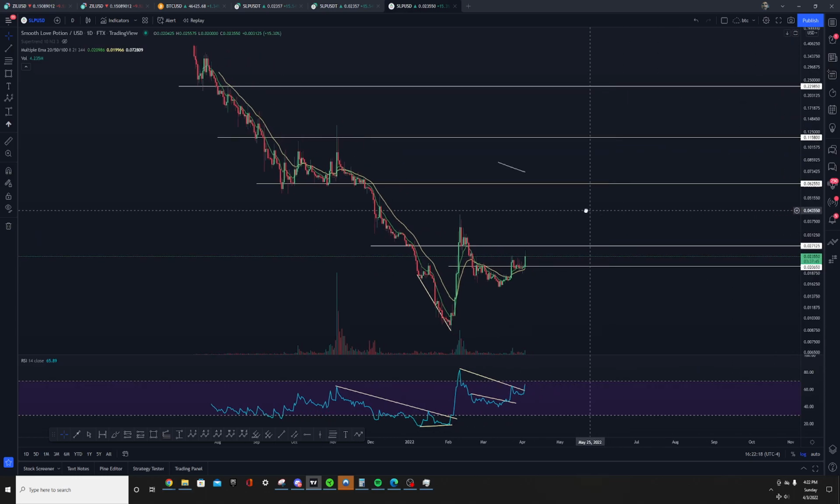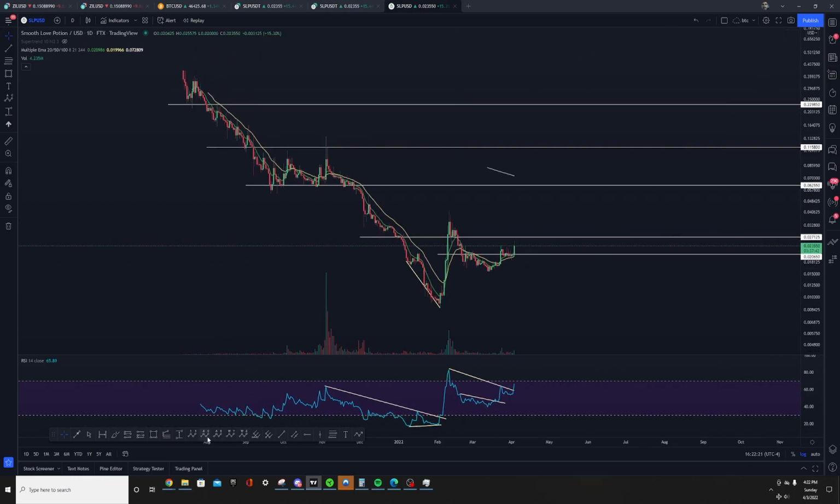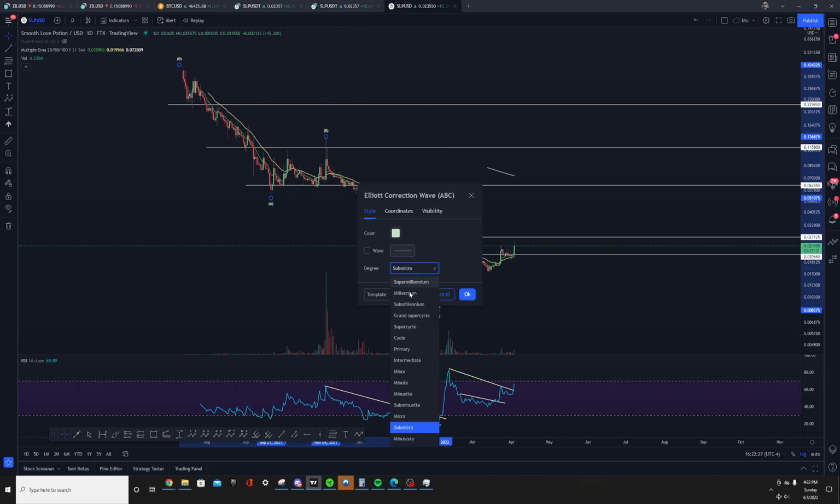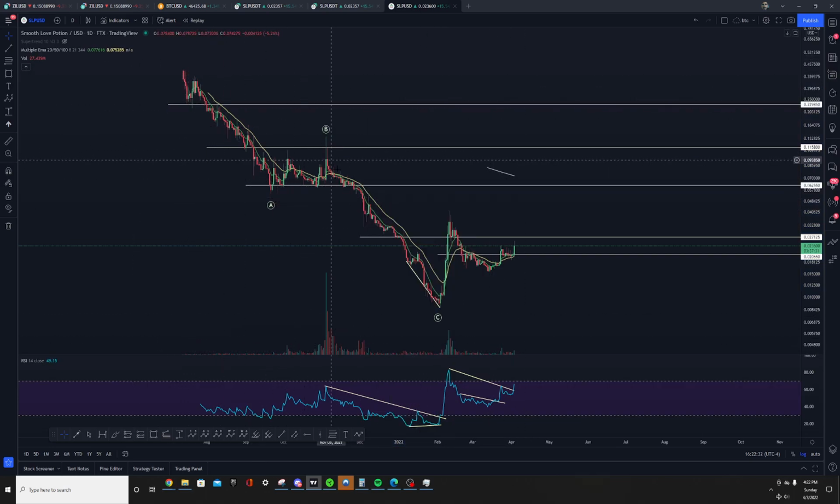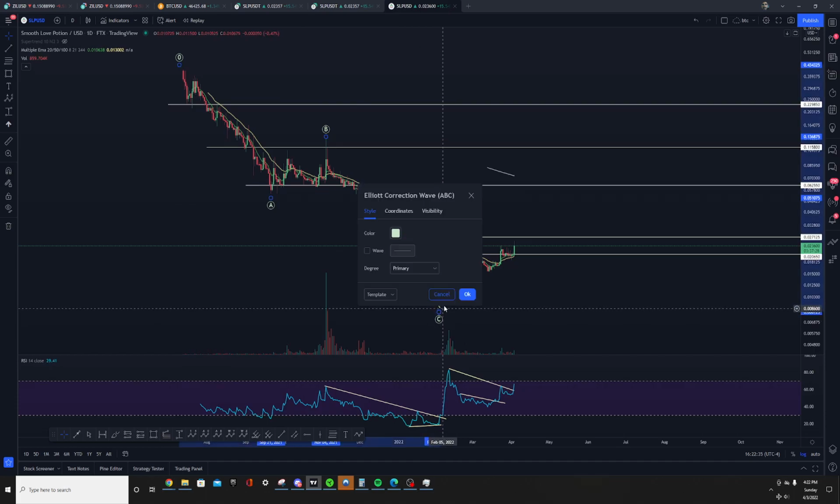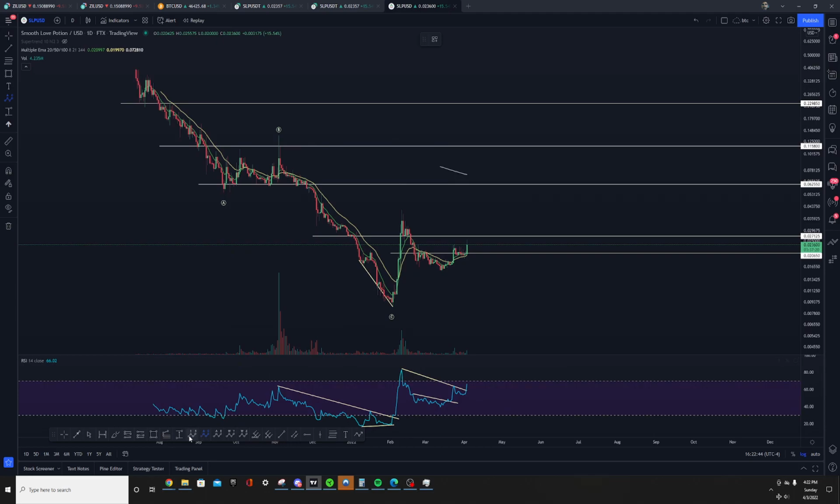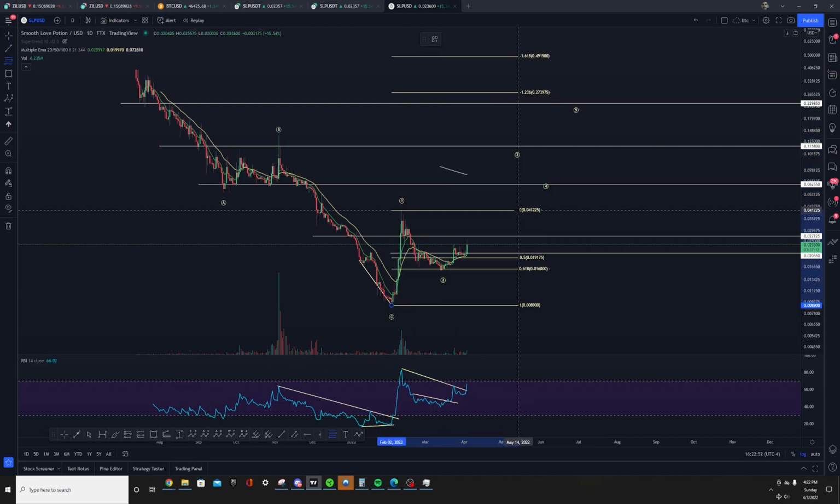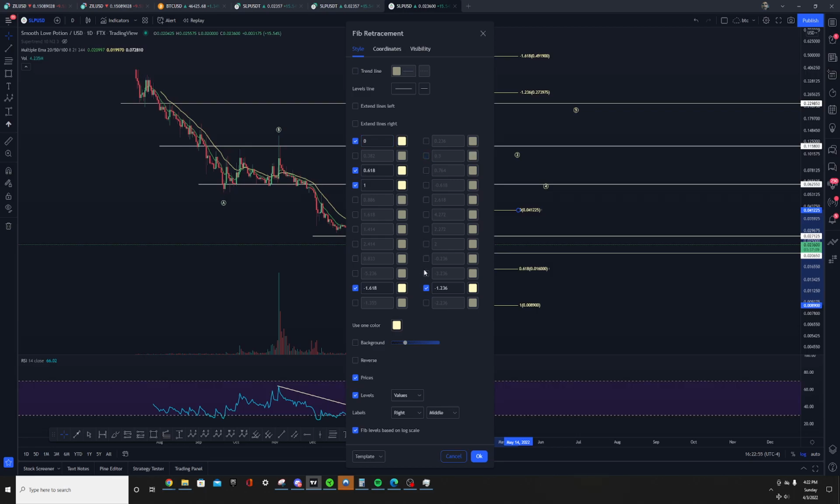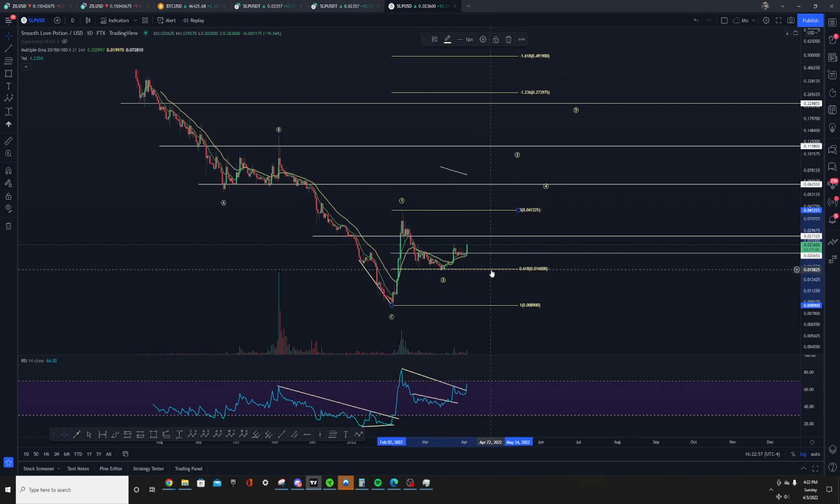So now, what are some targets that I look for? If this is an assumed bottom, let's just say it's some kind of ABC down to finish, or you could even say a 1, 2, 3, 4, 5 to finish off the bottom. But in this case, we'll just call this primary ABC, and then we will look for, this looks like a 1, that's a 2, this 3, 4, 5. The alternative case is that then you look for your fibs. The golden zone is the 618, and yeah, we tagged it just on the money.